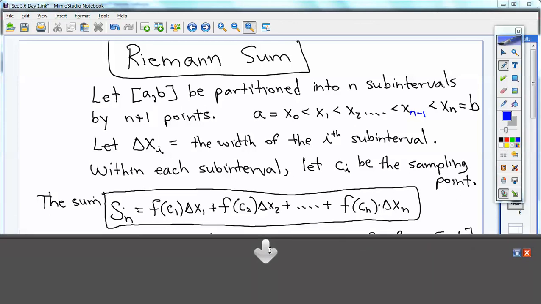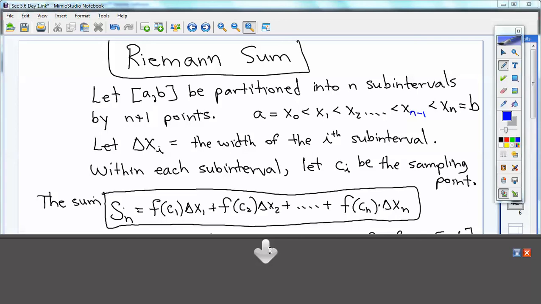Then this sum right here: f of c1 times delta x1 plus f of c2 times delta x2 plus dot, dot, dot, all the way out to f of cn times delta xn. So now you can see a little bit why I was making you write that out. So this sum, and what would f of c1 be?